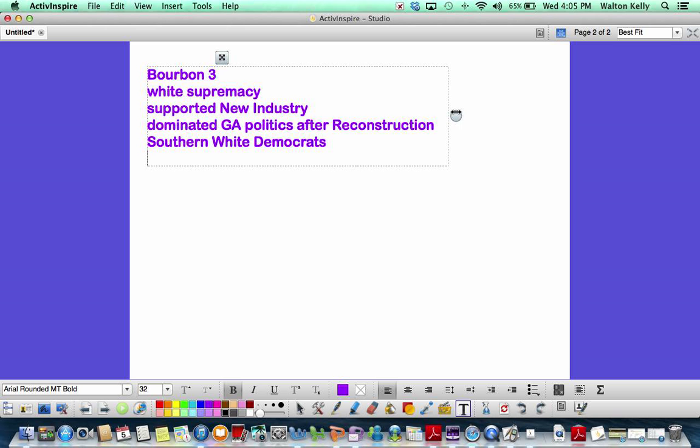And they supported industrialized or industrial expansion, which means nothing more than getting as much industry as you can into the South. So we'll underline that so that you'll understand that's the Bourbon III.